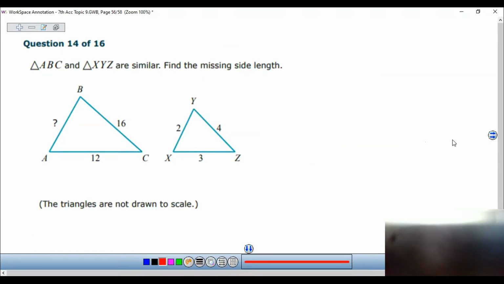Now we got 14. This is going to be similar triangles. So we got 2 triangles that are similar here. We have triangle ABC and triangle XYZ. We're missing a side right here, and we need to find it.